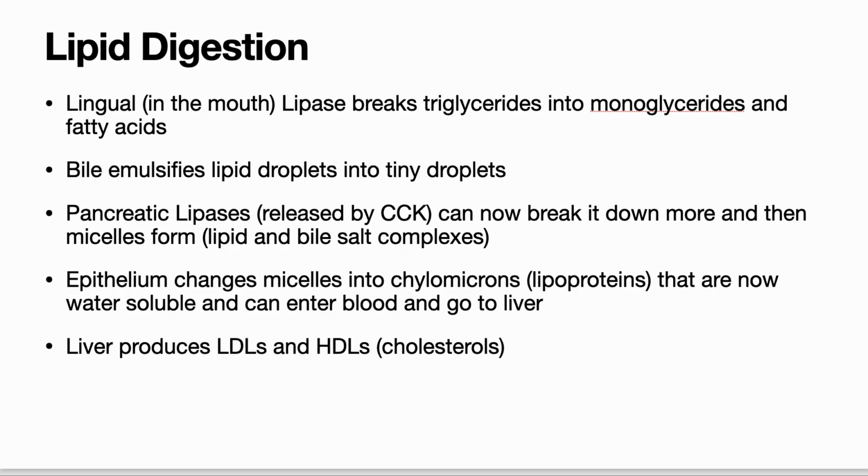So the epithelial cells will convert the micelles into chylomicrons, which another name for those is lipoproteins. So essentially we're going to take the lipid and the epithelial cell is going to wrap it with a protein coat, which makes it water soluble. So now it can enter the blood and it can go to the liver and the liver can process it. And what the liver is going to do with those chylomicrons is convert them to LDLs and HDLs. These are types of cholesterols.